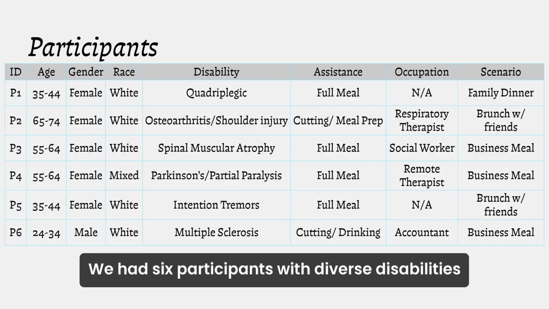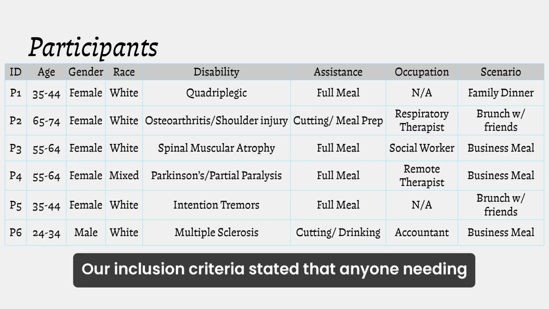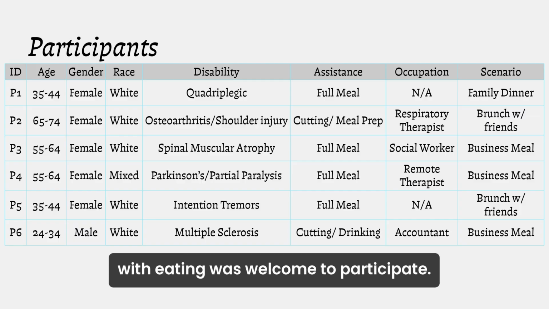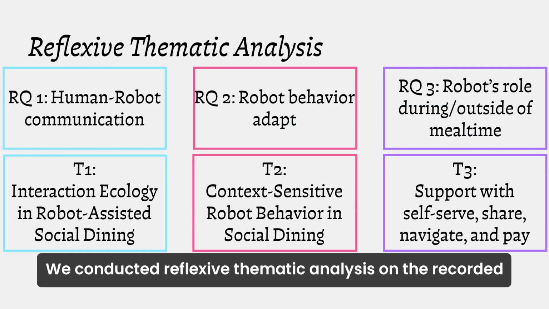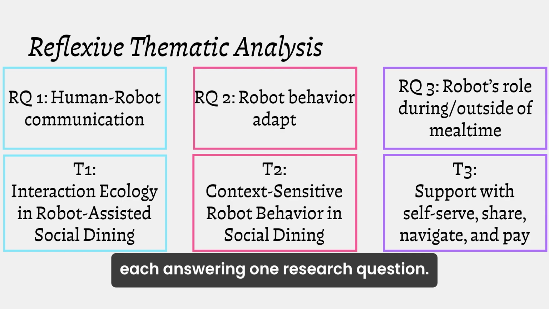We had 6 participants with diverse disabilities who were recruited using the technique of snowball sampling. Our inclusion criteria stated that anyone needing any level of assistance with eating was welcome to participate. We conducted reflexive thematic analysis on the recorded transcript of the entire study session. This analysis revealed 3 themes, each answering one research question.